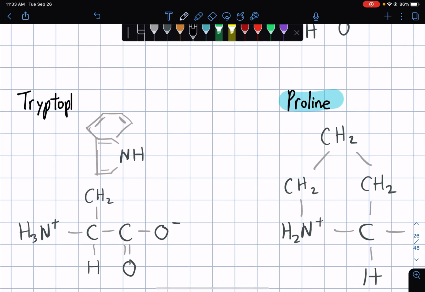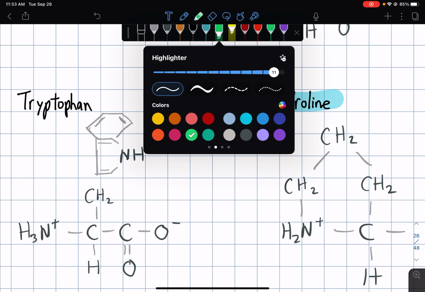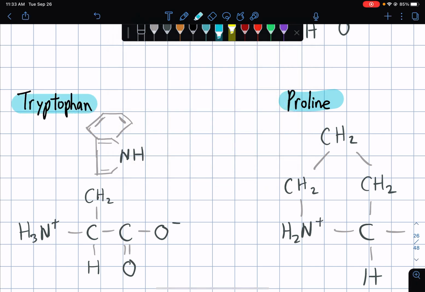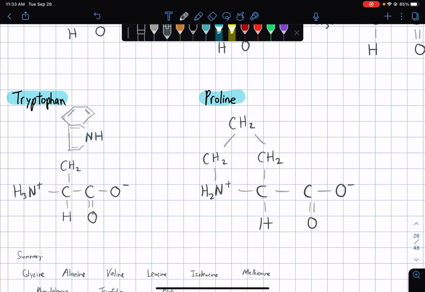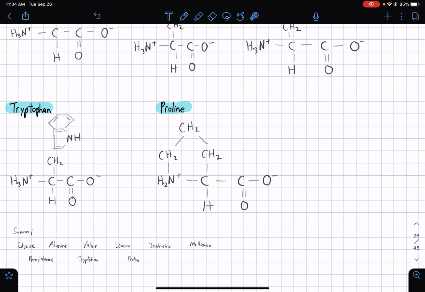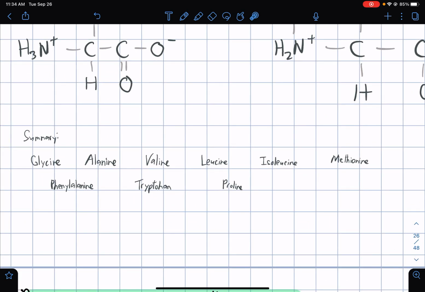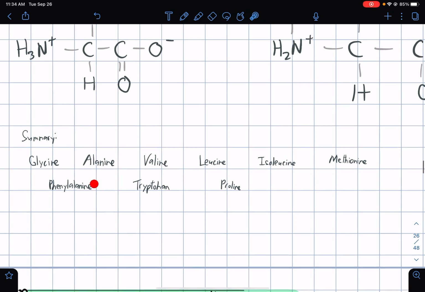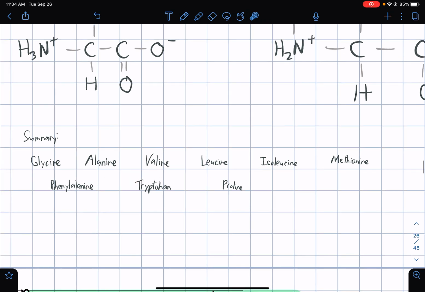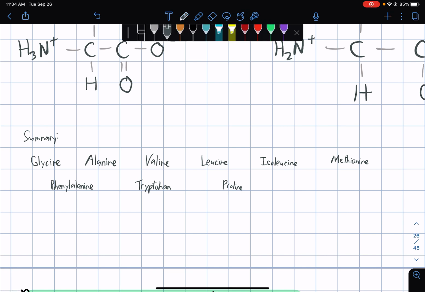Tryptophan. Alright. So that's for tryptophan, and we have proline. If you want to memorize, this is the order as per the Campbell Biology book: glycine, alanine, valine, leucine, isoleucine, methionine, phenylalanine, tryptophan, and proline.